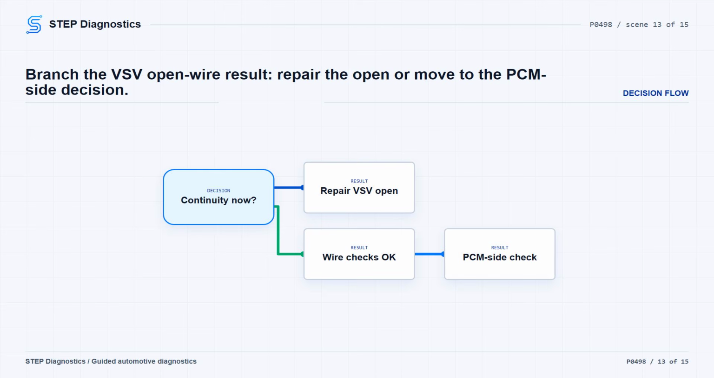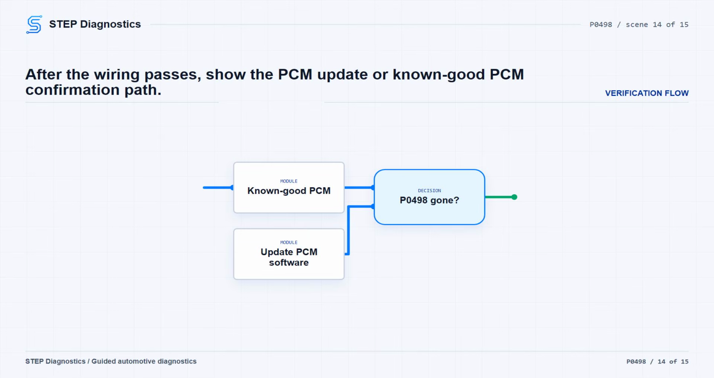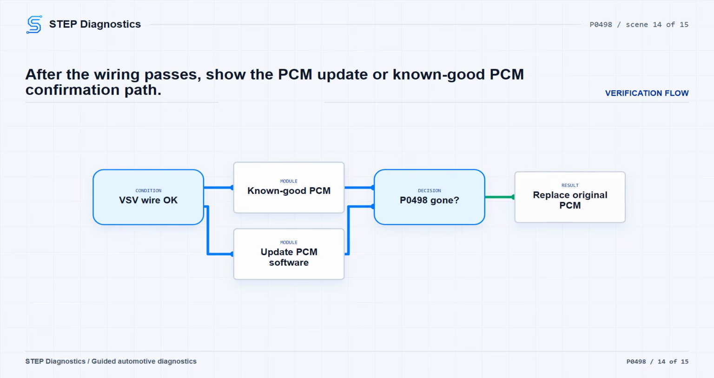If there is continuity, the VSV wire is OK, so the circuit checks have taken you up to the PCM side of the diagnosis. When the VSV wire checks OK, update the PCM if it does not have the latest software, or substitute a known good PCM. If P0498 goes away after the PCM update, troubleshooting is complete. If P0498 goes away with a substituted known good PCM, replace the original PCM.